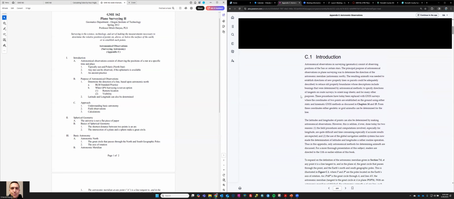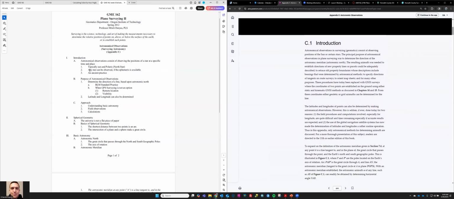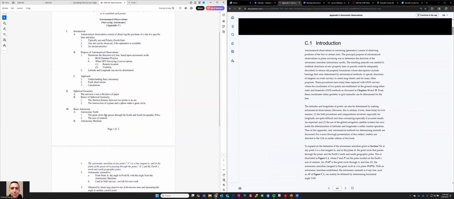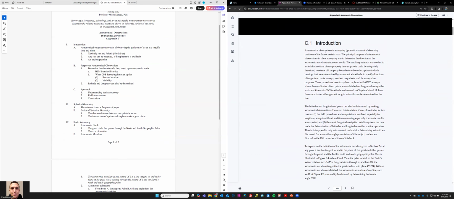All right, so let's just work through this introduction. We'll look at the key notes here, and again, I can post this on Canvas for you guys, so that way you guys can have that as well. So a couple things here. Astronomical observation surveying consists of observing conditions of the sun and certain stars. The principal purpose, in plane surveying, was to determine the direction of the astronomical meridian in orbit. The resultant azimuth was needed to establish directions of new property lines so parcels could be adequately described, to retrace old property boundaries whose descriptions included bearings that were determined by astronomical methods, to specify directions of tangents on route surveys, to orient map sheets, and for any other purposes.